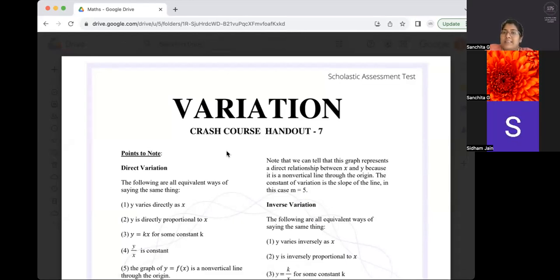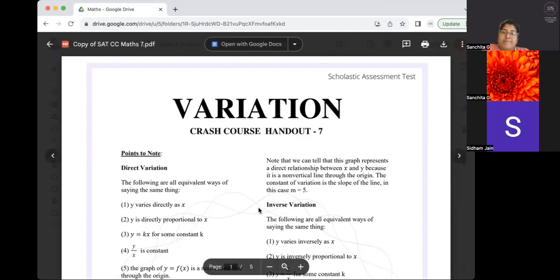All the types can be asked, and they will not directly say that it's a variation question. You will have to read the concept and practice as many questions as possible to master this technique. Today we will complete this handout, and if we have time, I will move to the previous handout, the sixth handout, and maybe practice one or two questions that we couldn't last class.